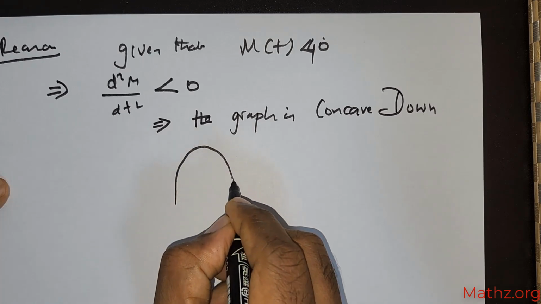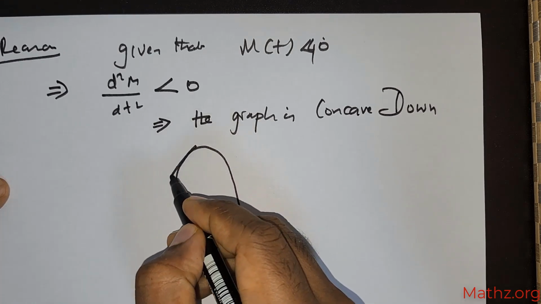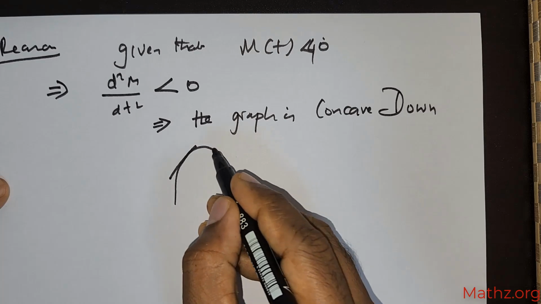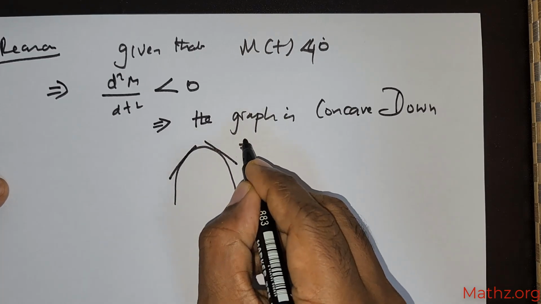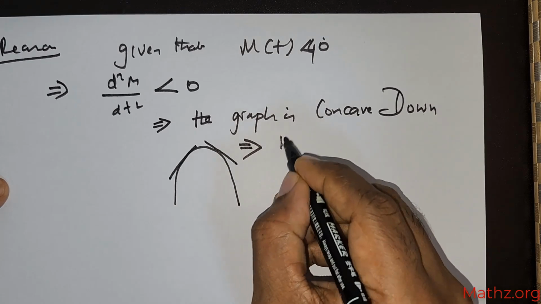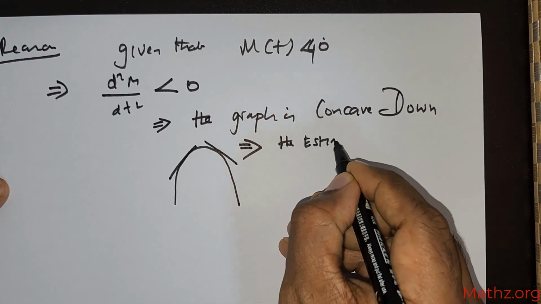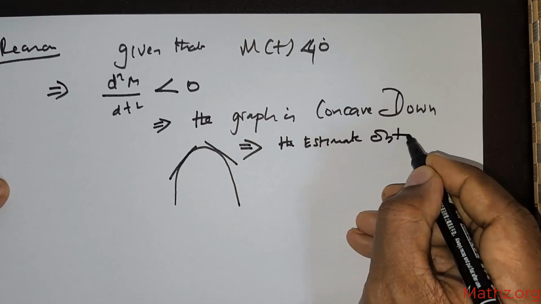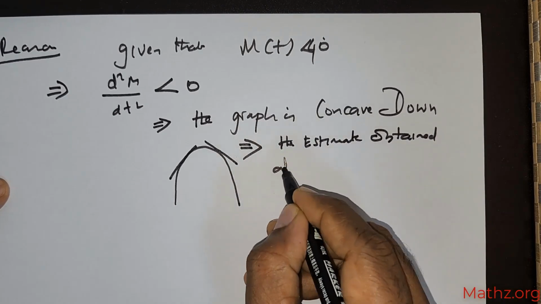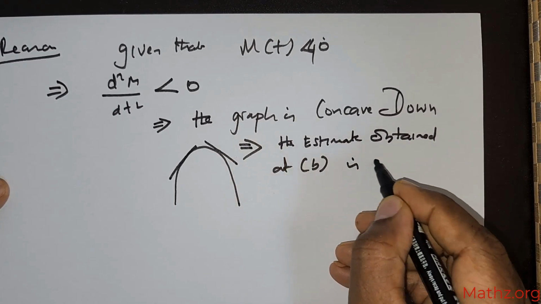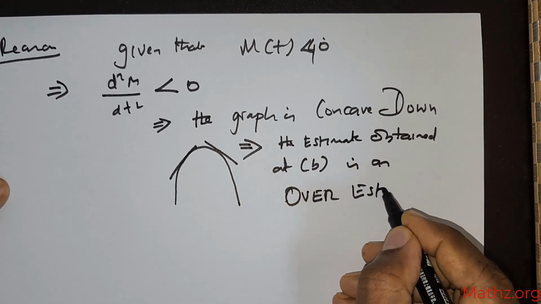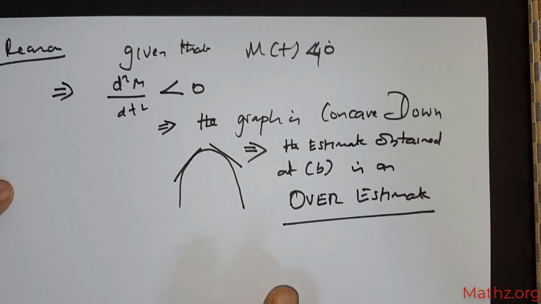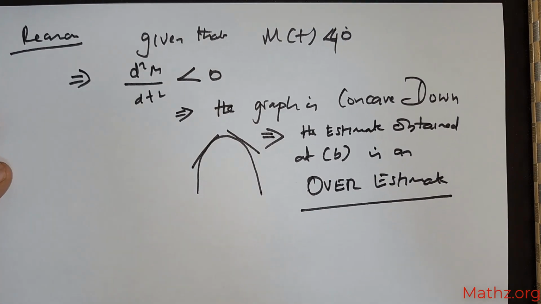Okay, so we have a concave down graph and the tangents would be drawn like this. That's the only way we can draw. So this in turn implies the estimate obtained at B is an overestimate. So that would be the complete reason for this question.